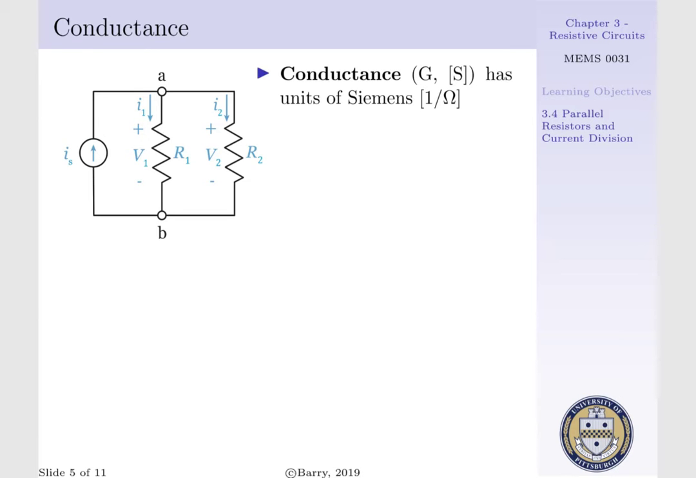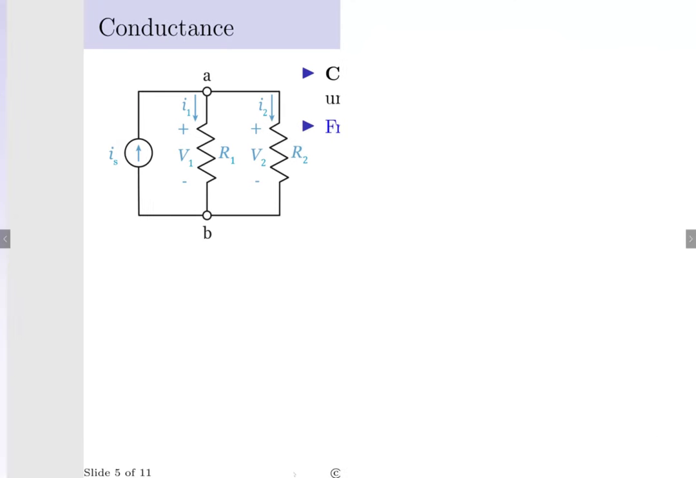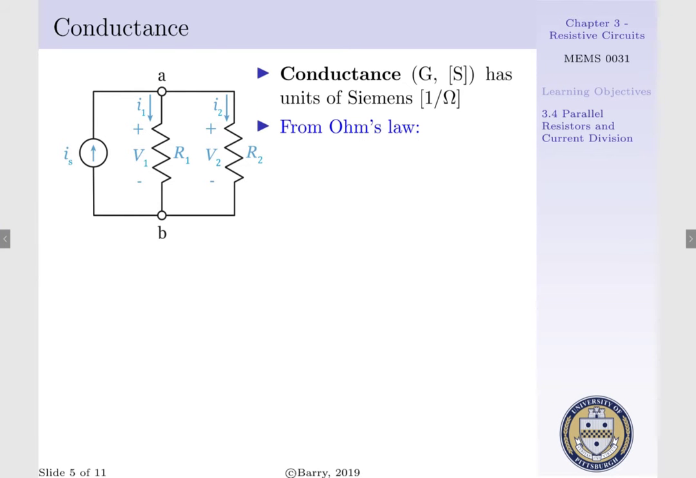Continuing, we can introduce the concept of conductance. Conductance, denoted by the variable G, has units of Siemens, which is 1 per ohm. Now, from Ohm's law, we can express the current running through a particular element, I is equal to V per R, or in units of conductance, it would be G times our voltage potential.